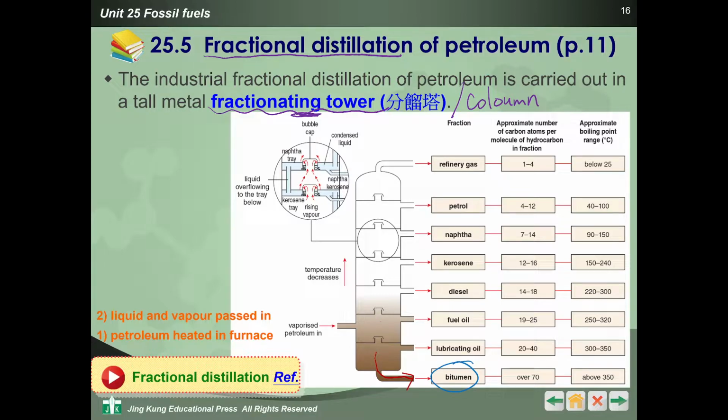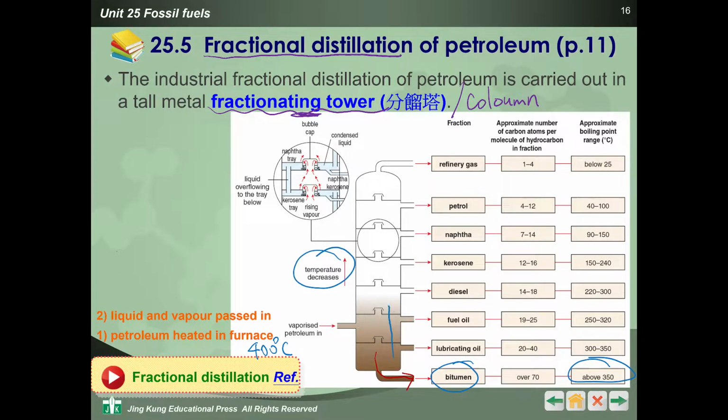Oh, by the way, this furnace is being heated at roughly 400 degrees Celsius. So bitumen, which is above 350 degrees Celsius, you can separate out first. And then as you go higher up the fractionating tower or column, the temperature decreases. So the temperature is lower up there.